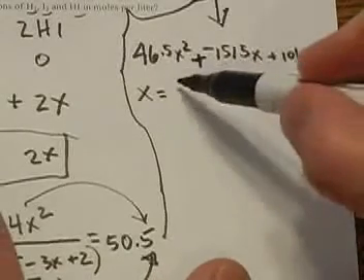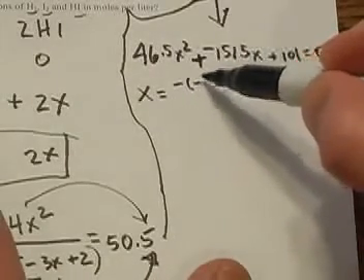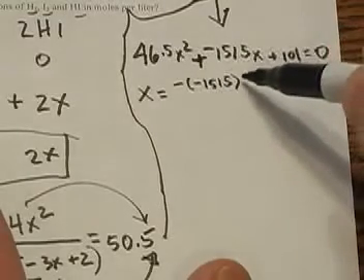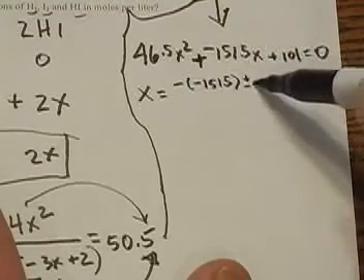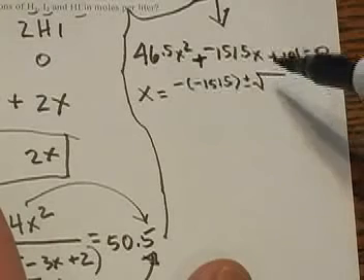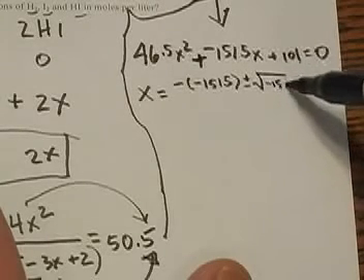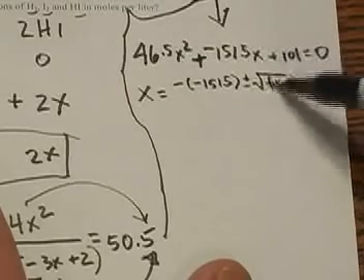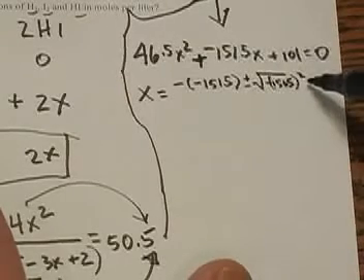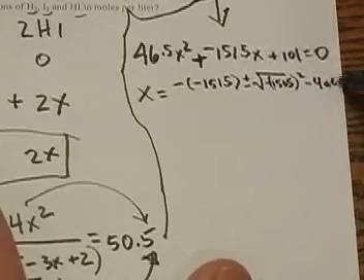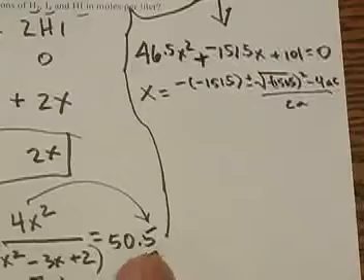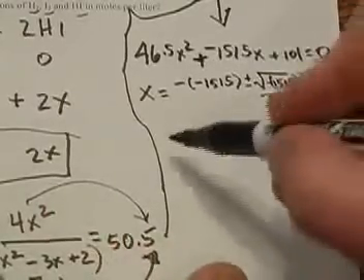quadratic equation yourself, which would be negative of a negative 151.5 plus or minus the square root of negative 151.5 squared minus 4AC all over 2A. And you can plug the numbers in, but probably better to get your equation solving calculator.